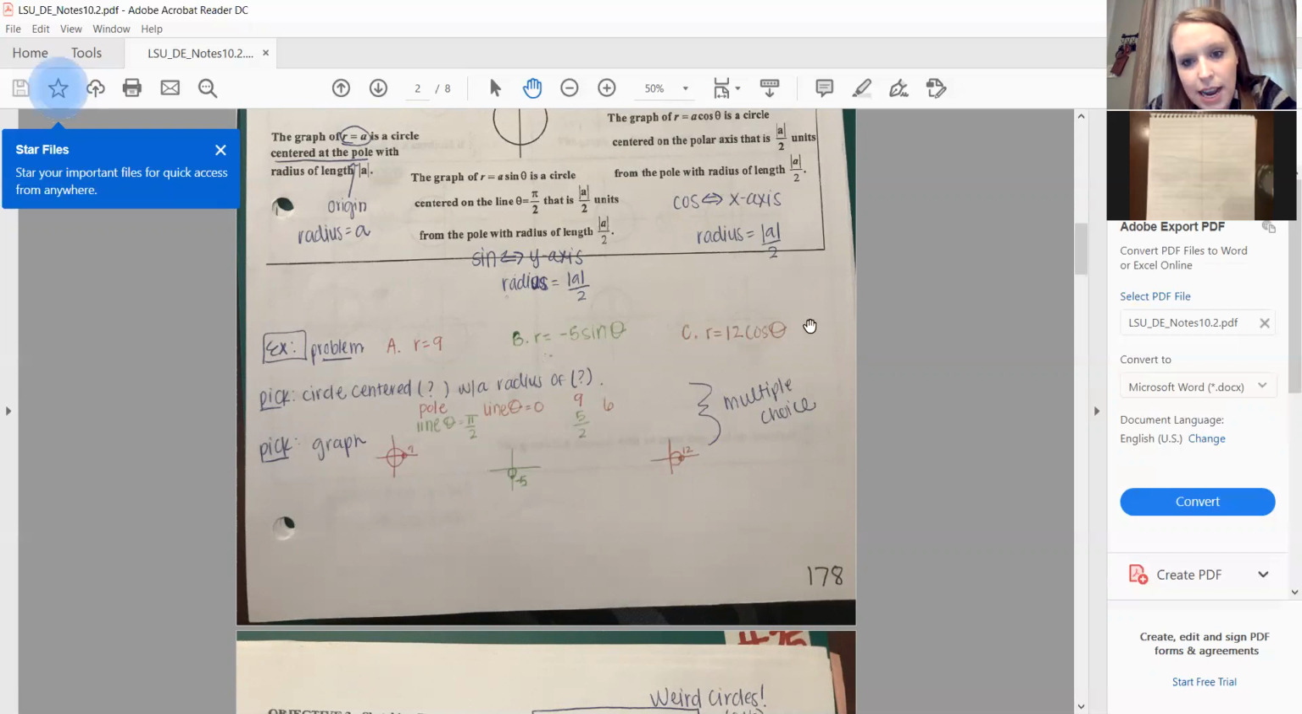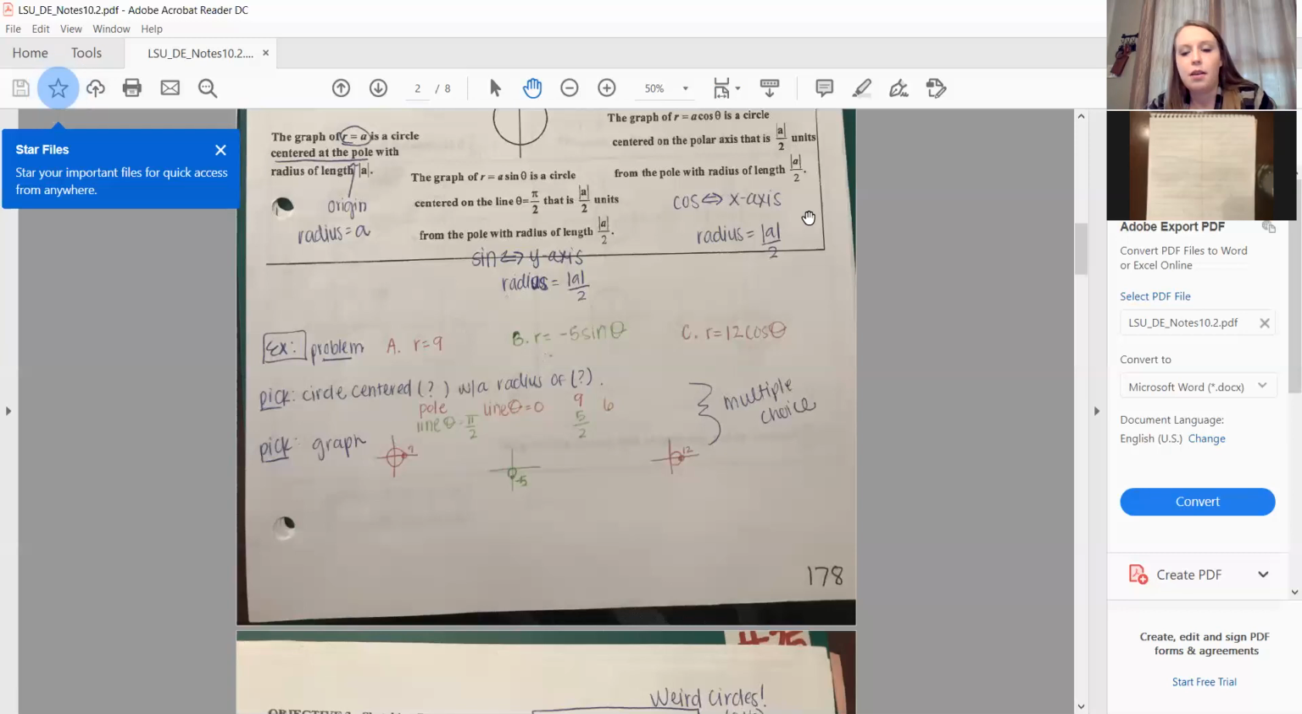And the last one, C, is 12 in cosine, so that's on the positive x-axis, which is also the line theta equals 0 right here. The radius is 12 divided by 2, which is 6. Then you would be picking the one that has a diameter technically of 12. So the graph goes with whatever number is there, but you'll have to do this first part too.